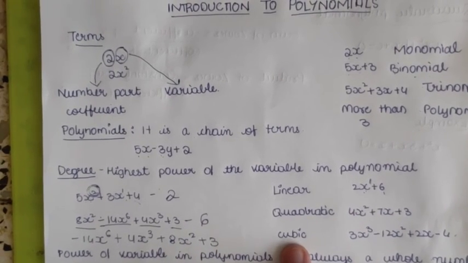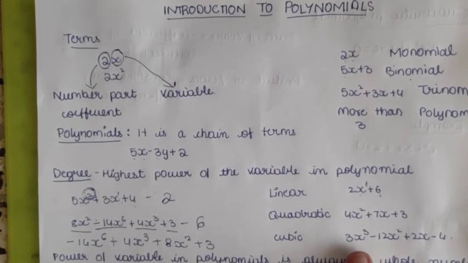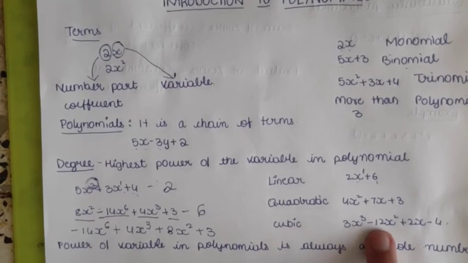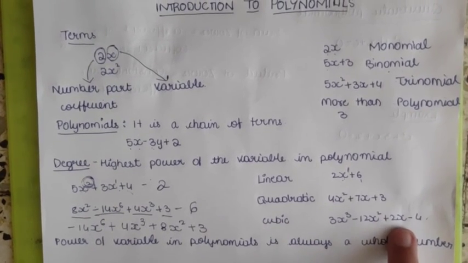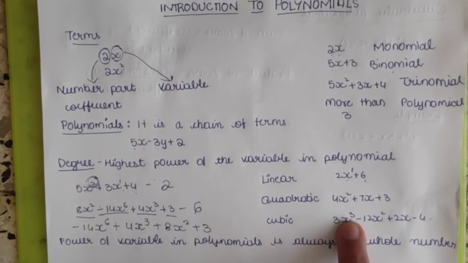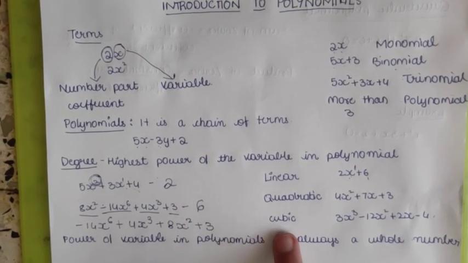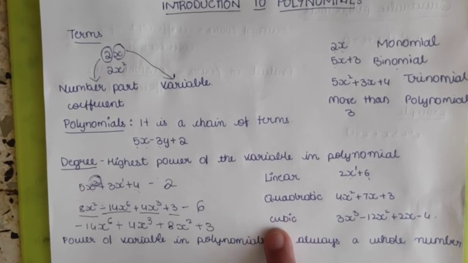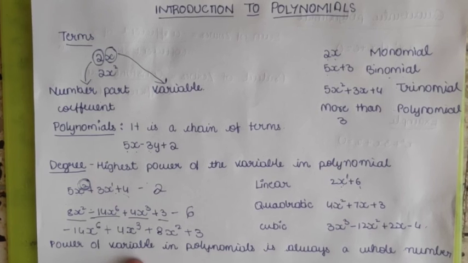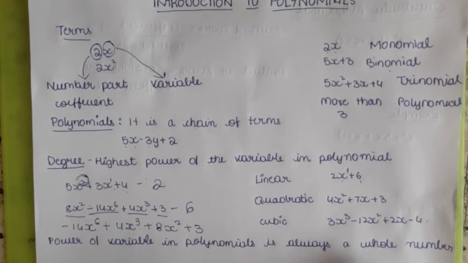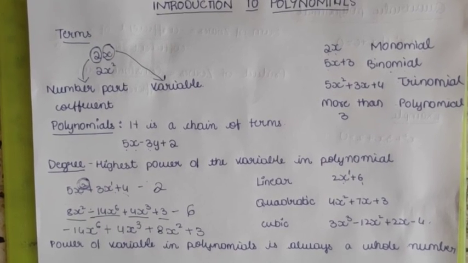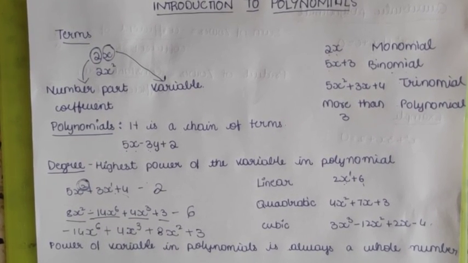Cubic means which has degree 3. Here we have the example 3x cube minus 12x square plus 2x minus 4. Here you can see the degree is 3, so an expression which has degree 3 is called cubic. Okay. Now here we have a note: the power of the variable in polynomials is always a whole number. The power of the variable in a polynomial should be a whole number.